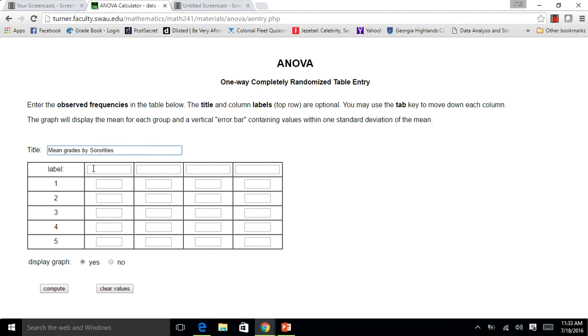Okay, so I'm just going to put 1, 2, I'm going to save myself some time, 3, 4. Okay. So here I go. For the first sorority, I'm just going to put in the average grades based on what I found in the book. That's all I'm doing here.